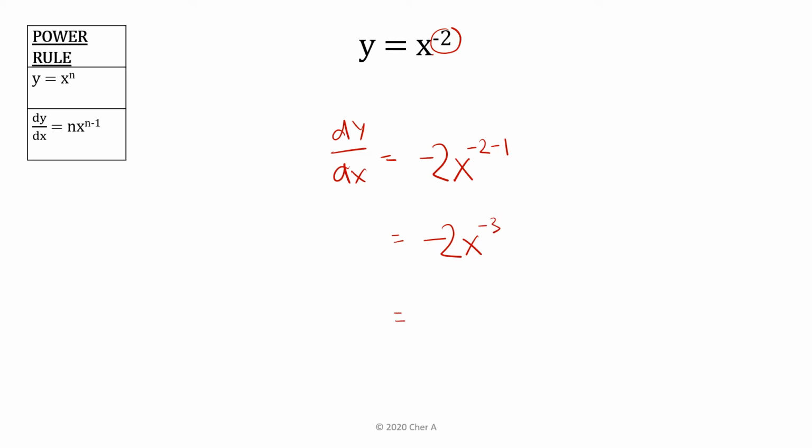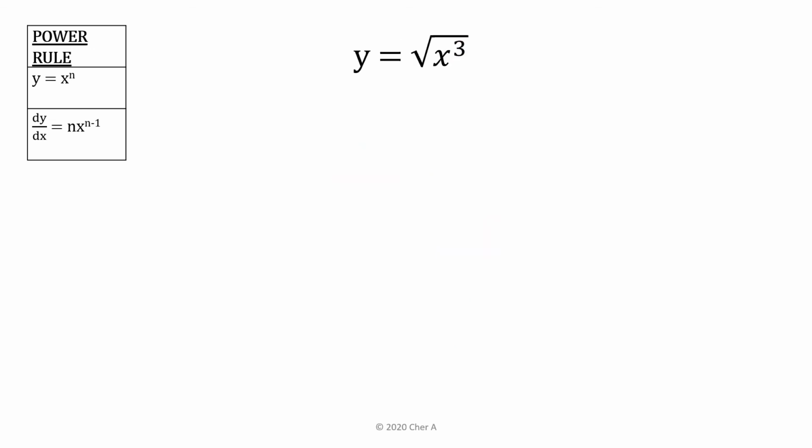To make this look nicer, your minus 2 will be on top, and then x to the power negative 3 will become a positive power when you bring it down to the denominator. Let's look at another example.